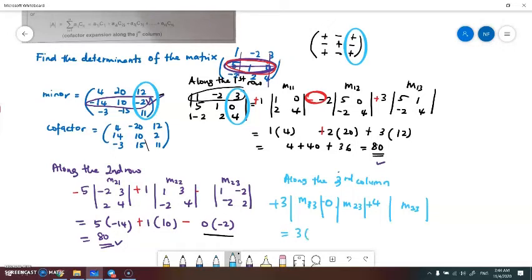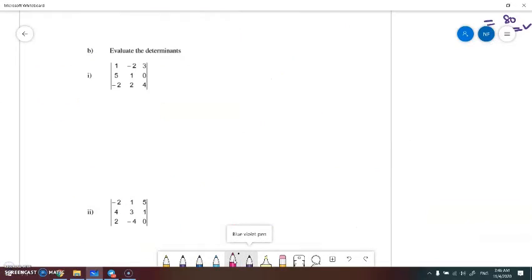So 3, and then you have negative 12, and then 0, plus 4, and then you have 11. So 3 times 12 is 36, and then 36 plus 44. So your answer is 80. Okay, now we move on to the next example.